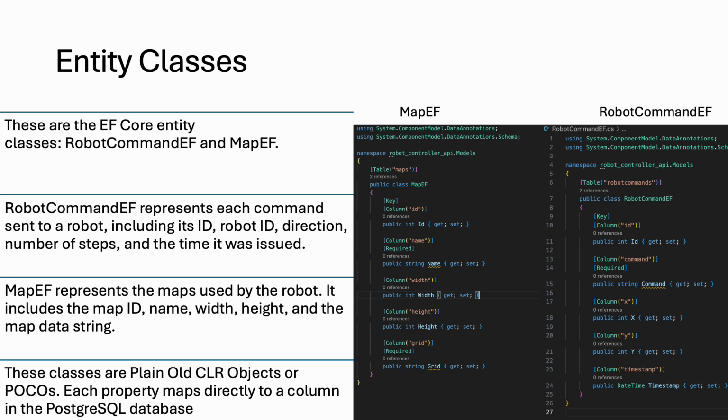The MapEF represents the maps used by the robot. It includes the map ID, name, width, height, and the map data string. Again, in the public class Map, we have the ID, the name, the width, the height, and the grid. These classes are plain old CLR objects, or POCOs. Each property maps directly to a column in the SQL database.